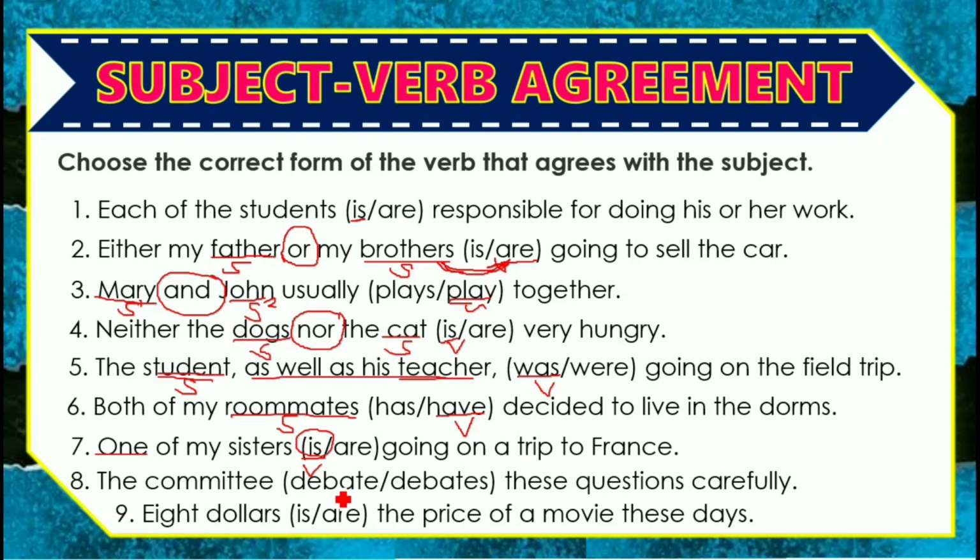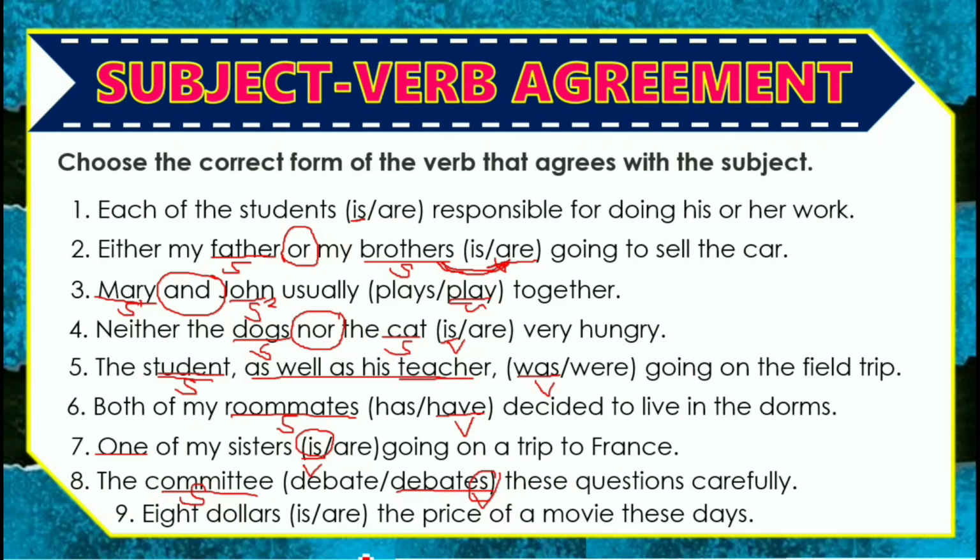Number 8, the committee debates these questions carefully. What is the answer? It's debates. Committee here as a subject is singular. They actually have a common goal, that is to debate about the questions. So that's why it is singular and therefore requires a singular verb, debates, with an S.